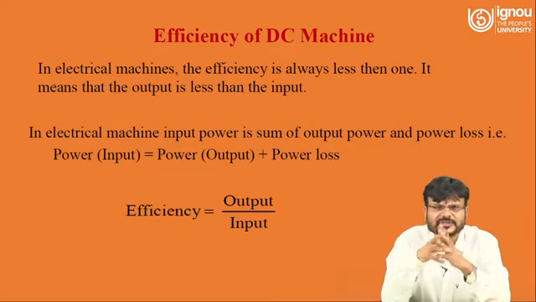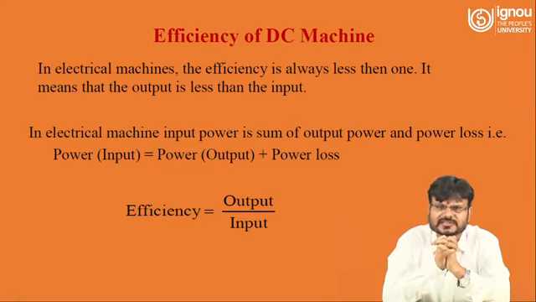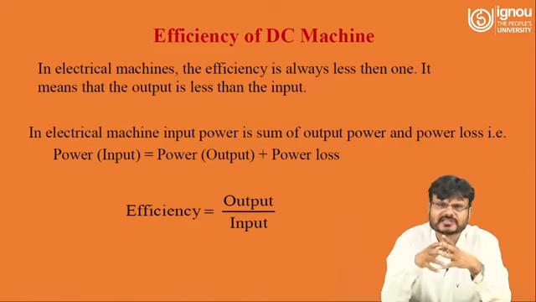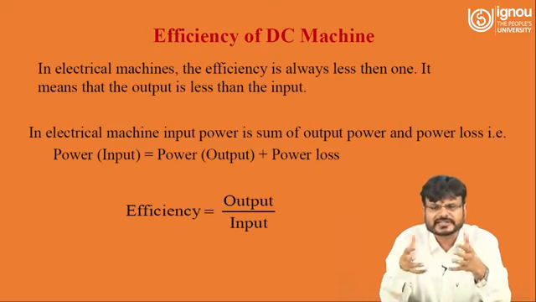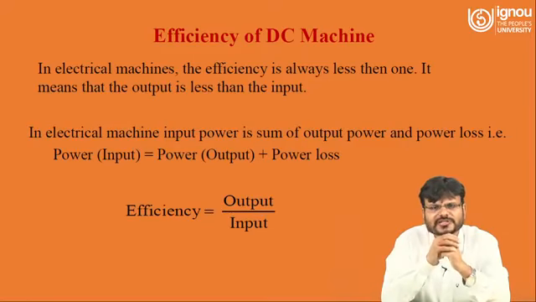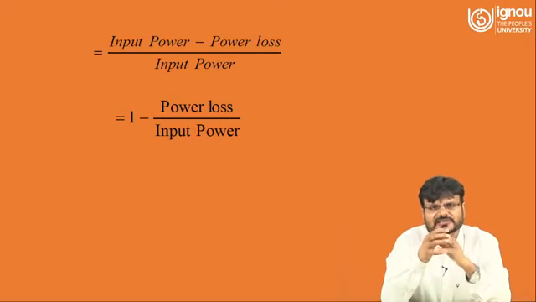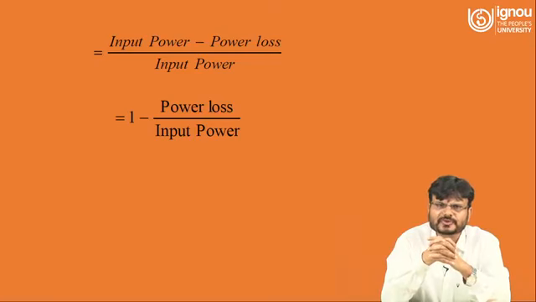Now in brief we will understand what the efficiency of the DC machine is. Efficiency is nothing but output upon input, whether it is a DC machine, a transformer, an induction machine, a synchronous machine, or any machine. And how can you calculate the input? Input is output plus power losses. So efficiency can be written as input power minus power losses upon input power, or efficiency can be written as 1 minus power losses upon input power.